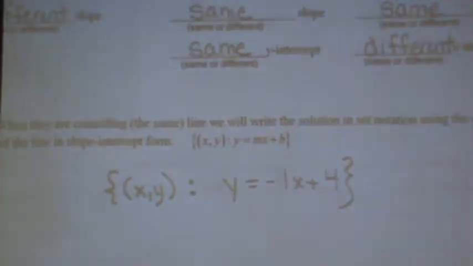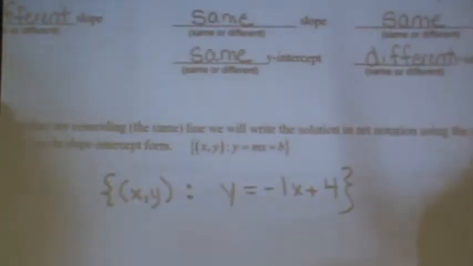That's how you write the answer to infinite solutions. You write bracket and you write x, y such that y equals, and you write the equation of the one line. Okay? So you're saying all the points that lie on this line are a solution. Okay? So let's do 3 examples on the back.